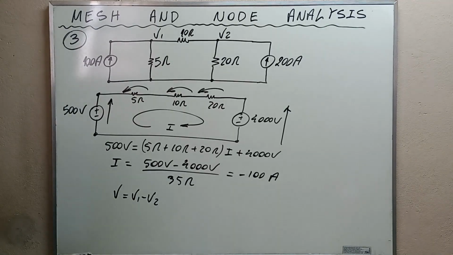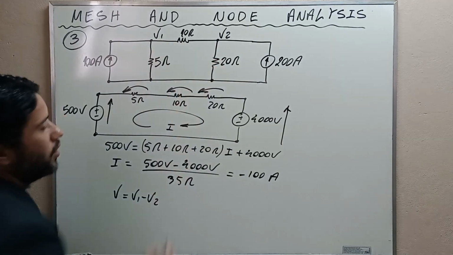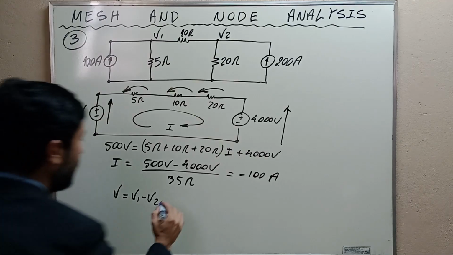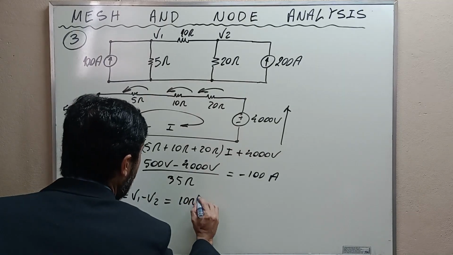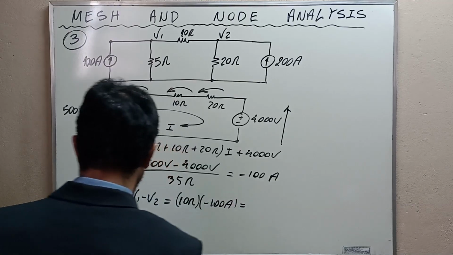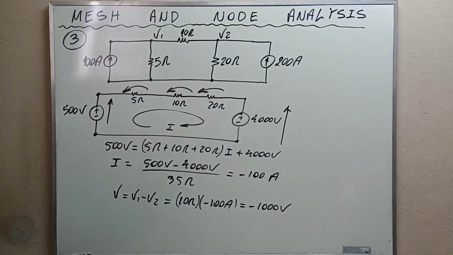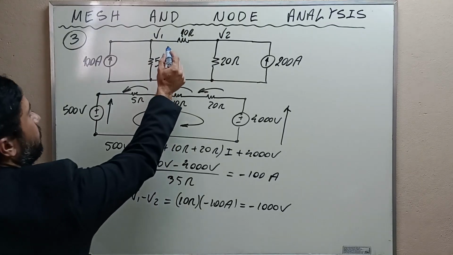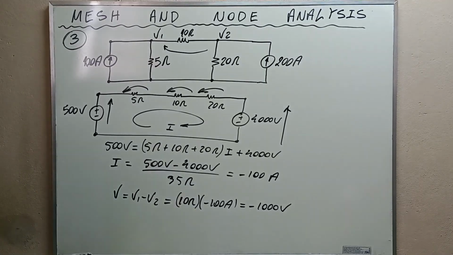Okay? We are supposing here that V1 is higher in potential than V2, but actually it is not. It's equal to 10 ohms times negative 100 amps, and this is equal to negative 1000 volts. And what does it mean? Why this negative sign? We are supposing that the voltage drop is in this direction here. That's why the negative sign.